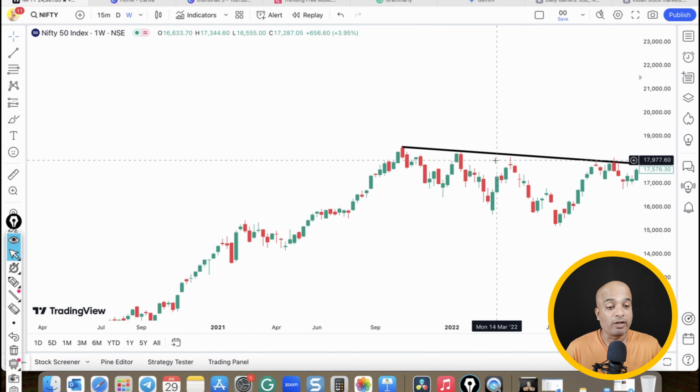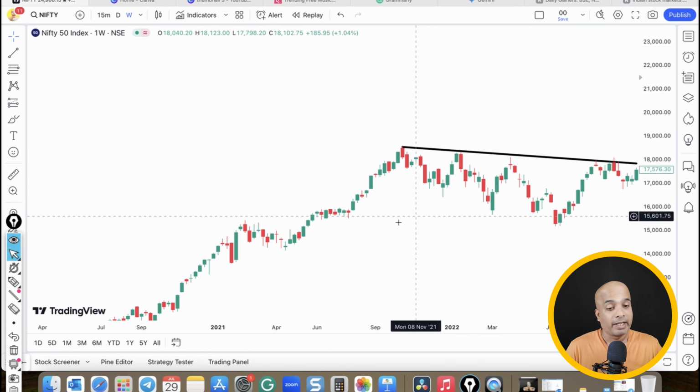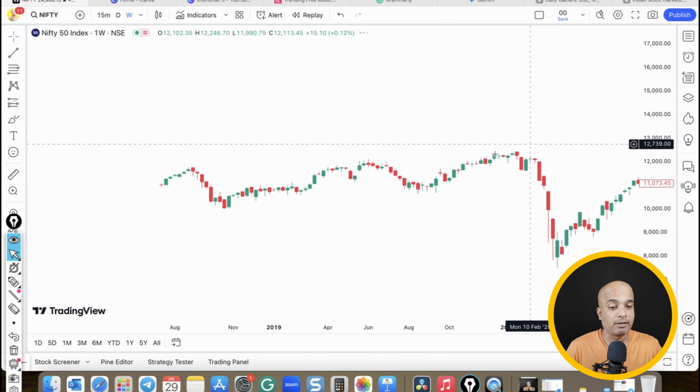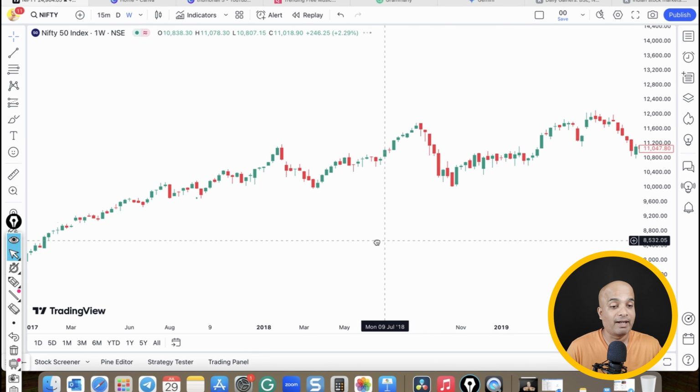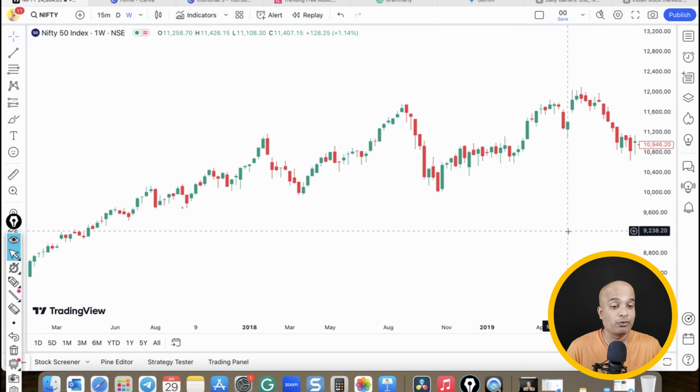So whenever you draw a trend line with 5 peaks, it is a powerful trend line as much as possible. If you connect more than 2, 3, 4, 5, it is a valid trend line. It becomes a powerful trend line as well.